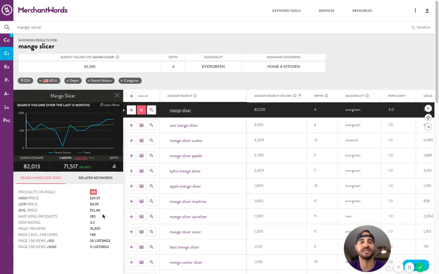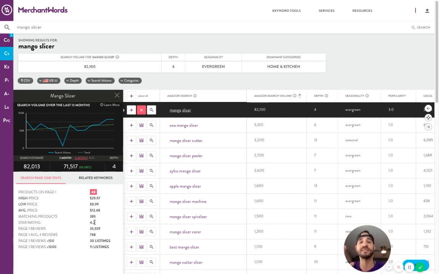Matching products. This is 385 products found from this keyword. Star rating, 4.2, that's the average star rating across page one. Now, you can look into this a little bit further, especially if you see some that are 3 stars and 2 stars on page one of search. You want to take a deeper dive into those, click on those bad reviews, those 1 stars and 2 stars, and find out any of those common complaints. Like, for example, say a ton of people are complaining about the handle breaking or that the mango slicer is dull, whatever it is.